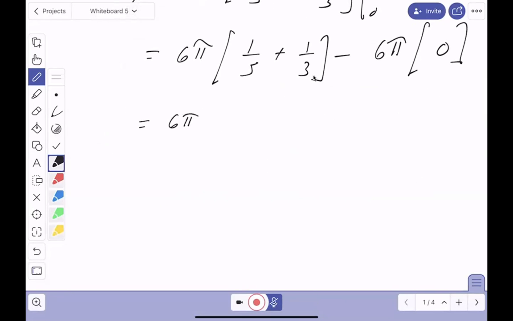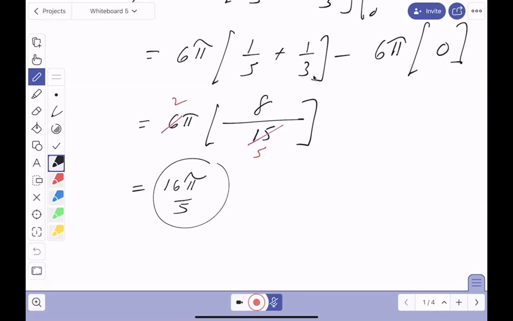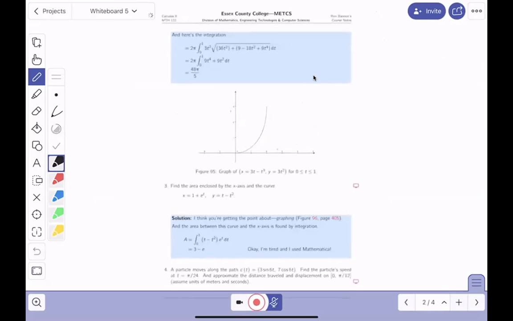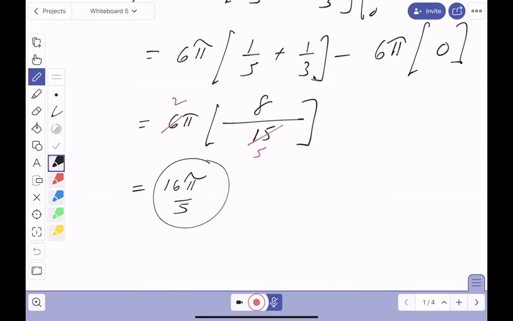Let's put this down. 6 pi, 15. 3 plus 5 is 8. And I'm going to reduce. So 3 goes into 6 2 times, and it goes into this 5 times. So what I left off with, 16 pi over 5. Again, there's always a possibility for an error. So what I'd like to do is look at the key, and I made a mistake somewhere. Let me see where I made a mistake.